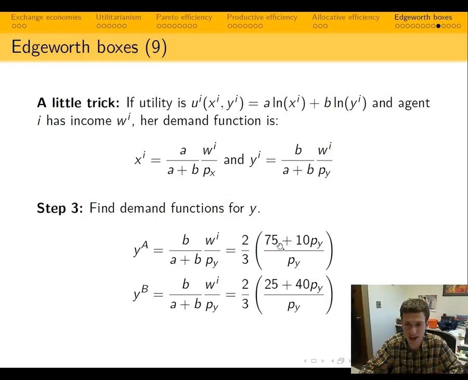And then w for Anne, we saw in the last slide, was 75 plus 10 py, so we divide that by py. For Bob, again, b over a plus b, this was 1 and this was 2, so this is 2 over 1 plus 2, so 2/3. But Bob's wealth, or his income, was 25 plus 40 py. So that's what's up here. Divide that by py. So this gives us demand functions for y for Anne and Bob, each as a function of the price of y.